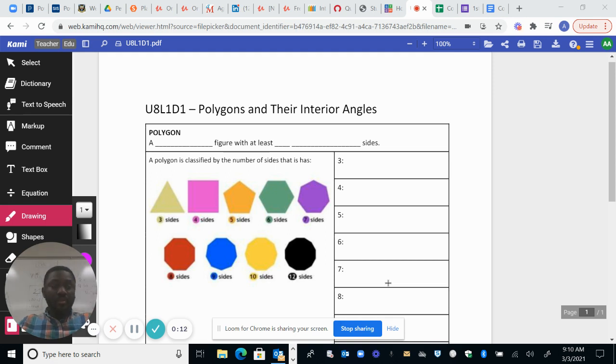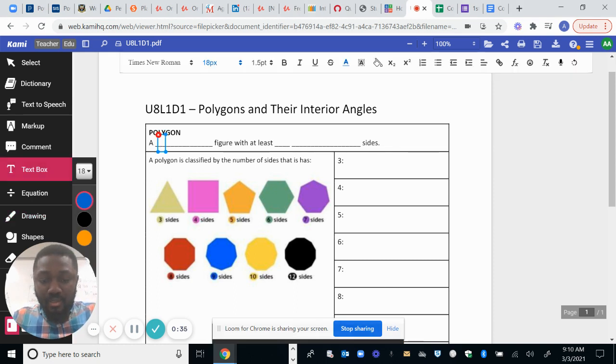So the first few lessons are going to be on polygons and the angles, whether interior or exterior angles. Today we're just going to name polygons in general. As a definition, a polygon is a plane figure with at least three straight sides. So we're going to write it down.